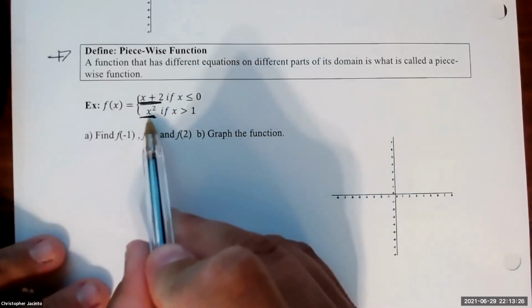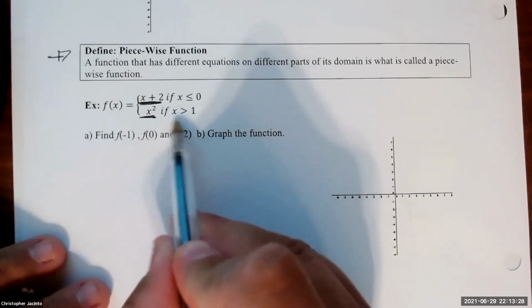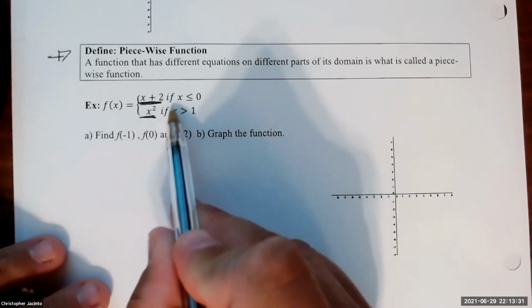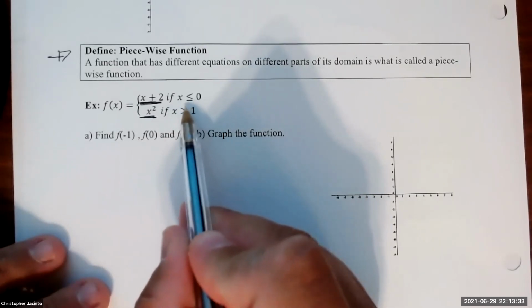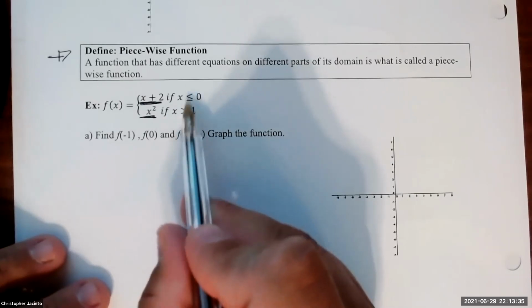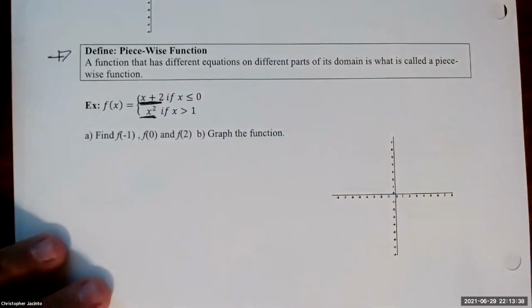I'm only using the bottom one if I have a value that satisfies this condition. So this is why I say it's literally just rules. You just follow the rules when it comes to it. It's telling you what to choose, and you've got to figure out which rule you'll actually be using.